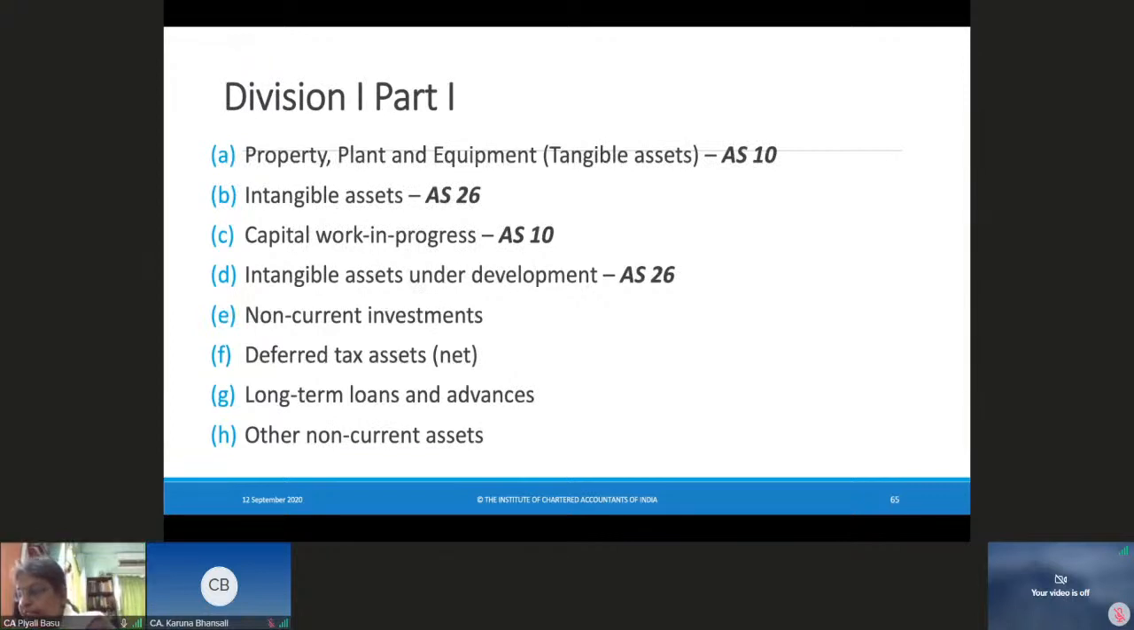Commitments, like the estimated amount of contracts remaining to be executed on capital account and not provided for. Those can be commitments that are committed to complete it. So uncalled liability on shares, other commitments, and we have to specify the nature of such. And Accounting Standard 29 deals with such provisions, contingent liabilities, and assets, as the case may be.